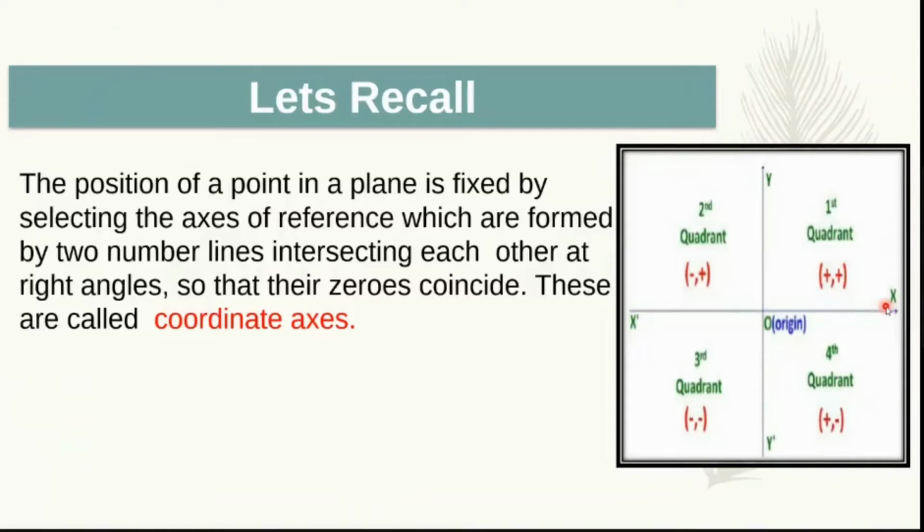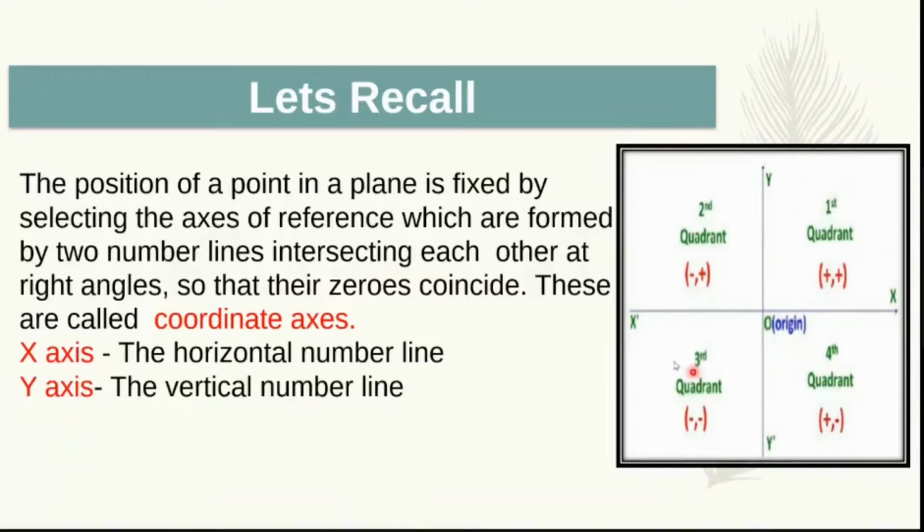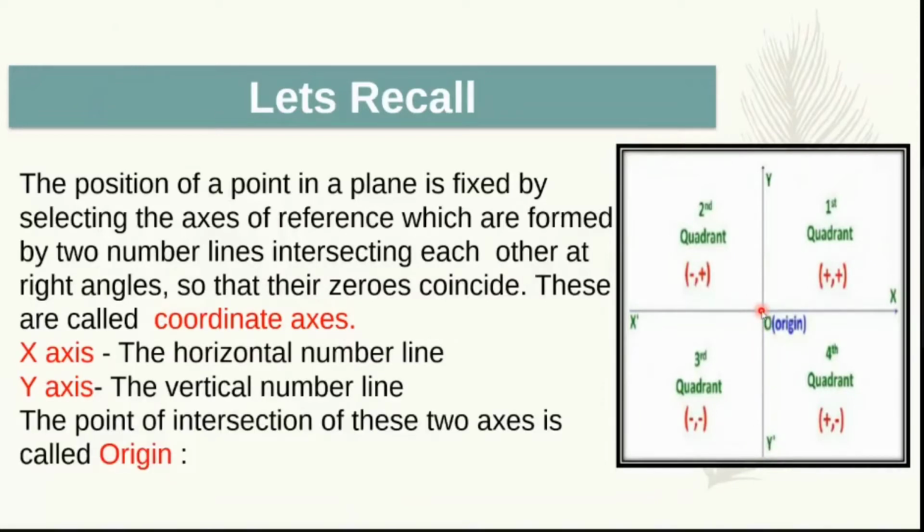The horizontal number line is called what? It is called the x-axis. The vertical number line is called what? It is called the y-axis. And the point where they both meet, where the zeros coincide, that is called the origin. So these are three important terms that you should be knowing.